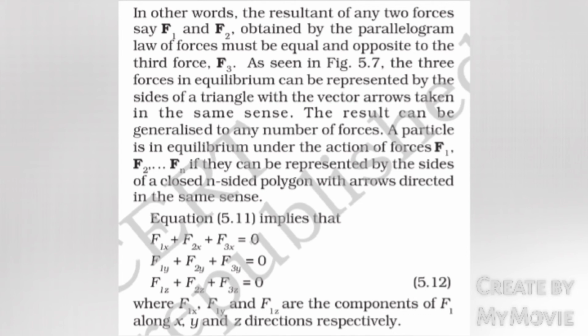Equation 5.11 implies that F1x plus F2x plus F3x equals 0, F1y plus F2y plus F3y equals 0, F1z plus F2z plus F3z equals 0, where F1x, F1y and F1z are the components of F1 along x, y and z directions respectively.